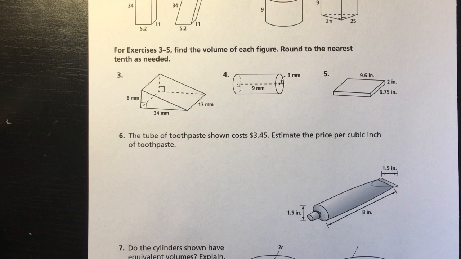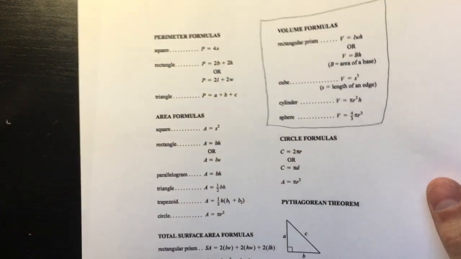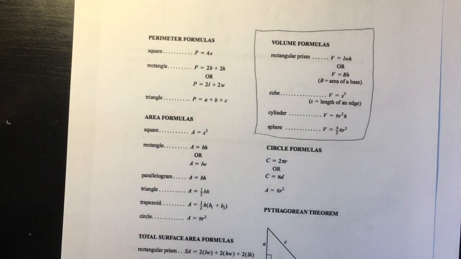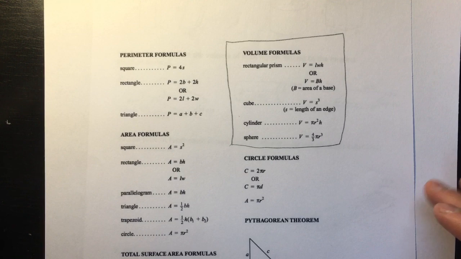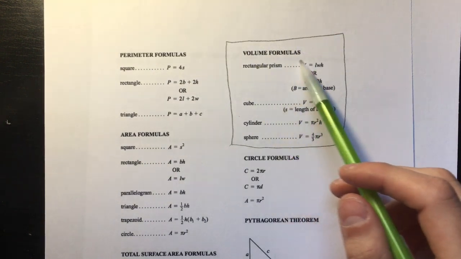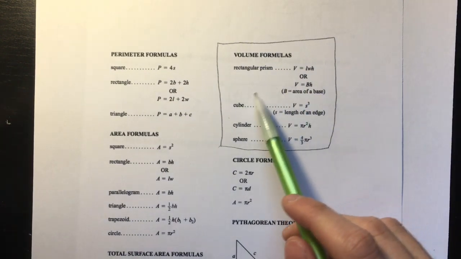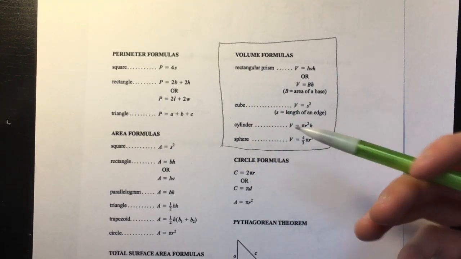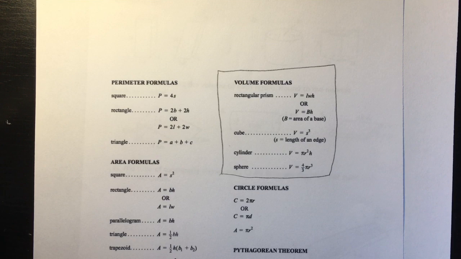Another thing I'll include for you guys is an attachment with some MCAS formulas that you'll use when taking the MCAS, or that will be available to you. So for this exercise, you might want to look at the volume formulas. We have a few of them listed out: rectangular prism, cube, cylinder, sphere. So this might be another handy thing to have out in front of you while going through this exercise.